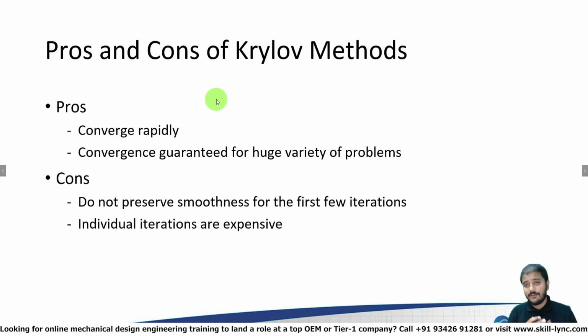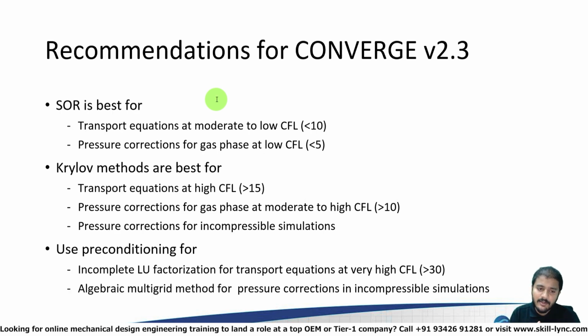So what are the pros and cons of this method? The pro is that it converges very rapidly, and convergence is guaranteed for a huge variety of problems. And as far as the cons are concerned, sometimes you might run into convergence issues during the first few iterations. And individual iterations are quite expensive to compute, which means the computational cost for each and every iteration might be a lot, but in total you are performing a small number of iterations. So what is the general recommendation? For most flows, using SOR is fairly sufficient, right?